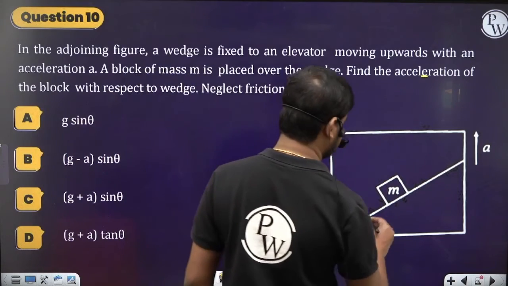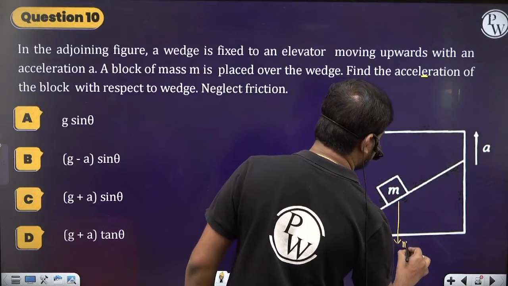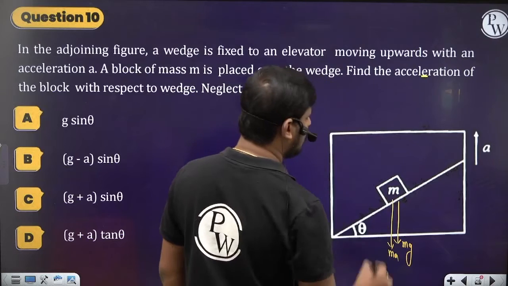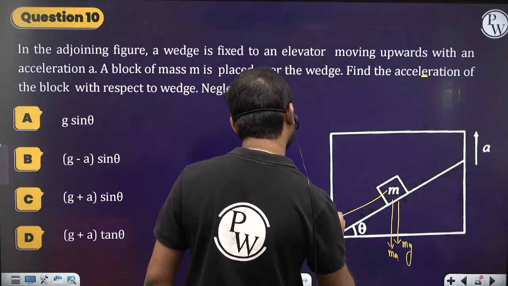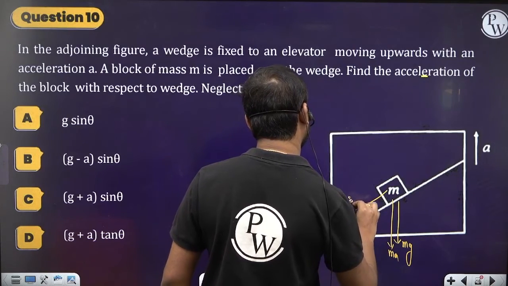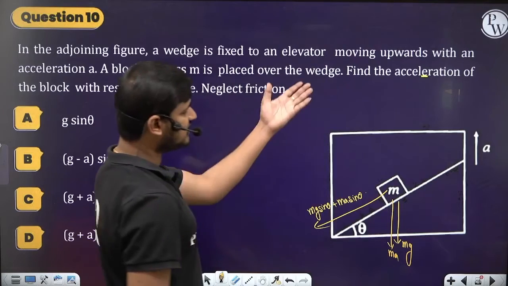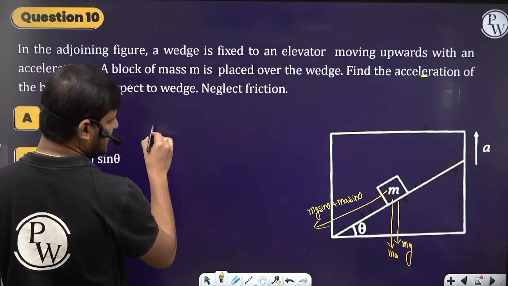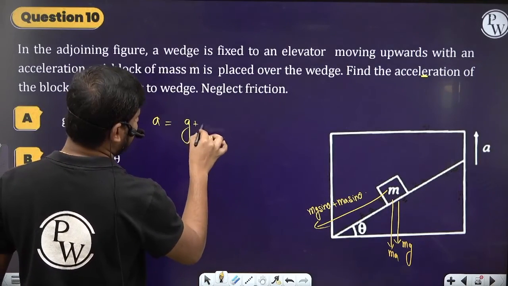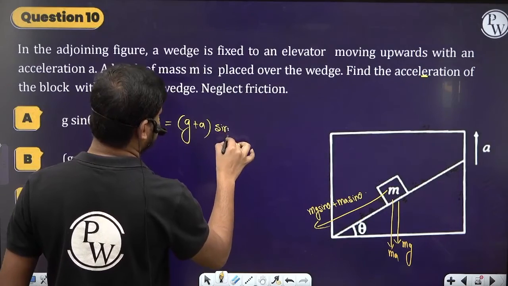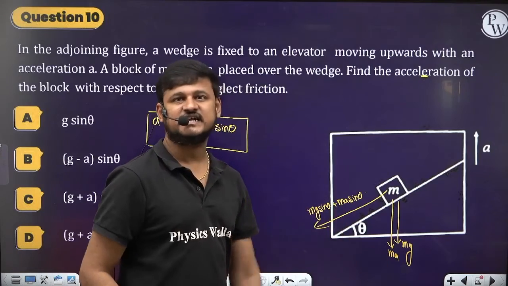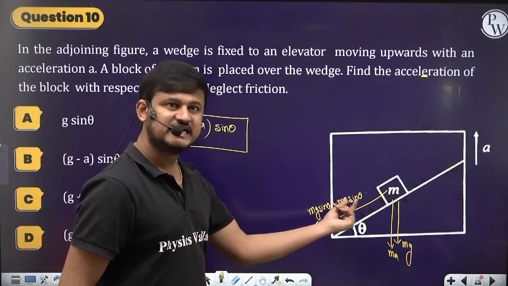Neglect friction. We know that its weight mg acts downward and its pseudo force ma acts this side. So along the incline, mg sin theta plus ma sin theta will come. What are they asking? With what acceleration does it accelerate? The acceleration A is equal to g plus a sin theta. The simple one, guys. That's it, g plus a sin theta.